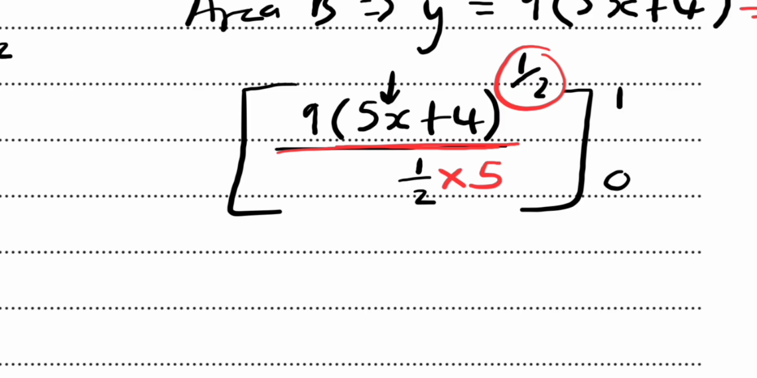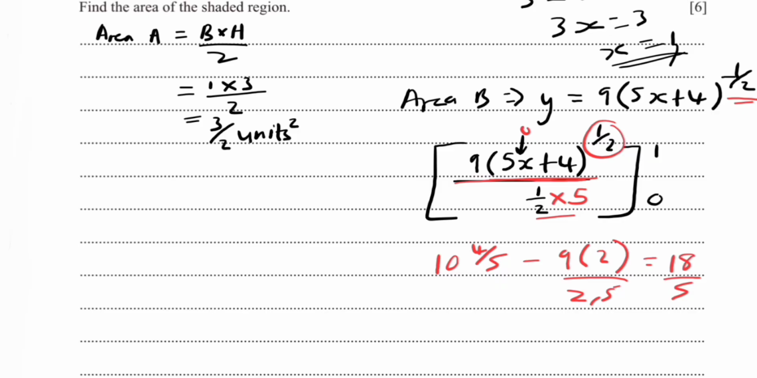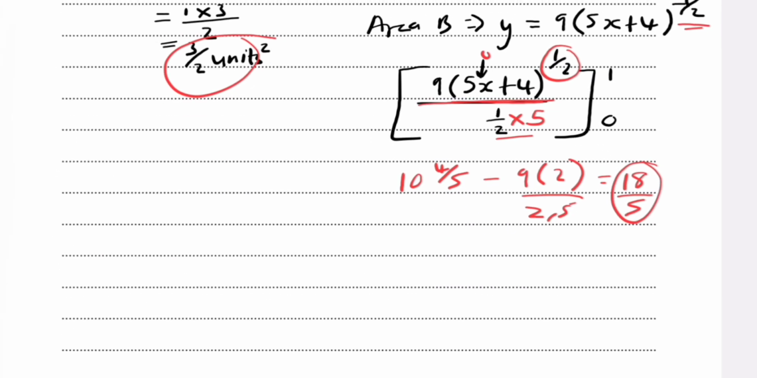1 and 0, and substituting 1, we get 10 over 4 over 5. Then we subtract, when we substitute 0, that will be 9 being multiplied by, since this is 0, we have square root of 4, that's 2, over 2.5, and this gives us 18 over 5.